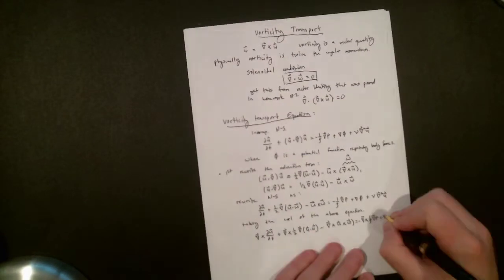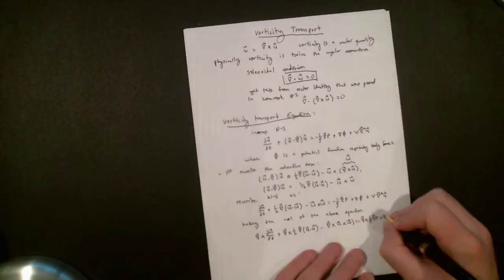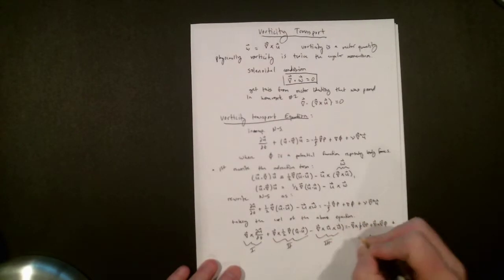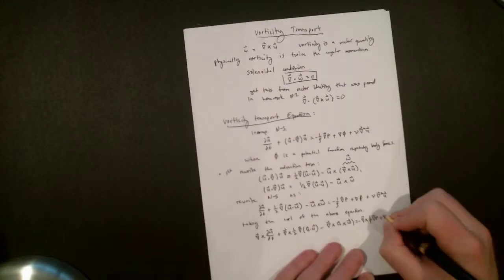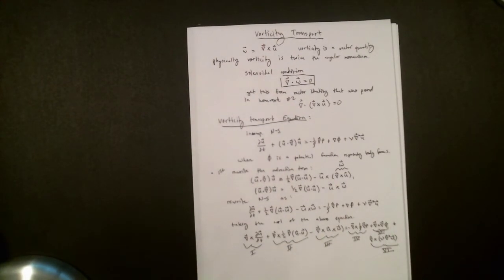Alright, so let's see if we can go back to looking at this. This will be term 2, term 3. Our pressure will be term 4. Our potential field curl will be term 5, and the curl of our viscosity will be term 6.